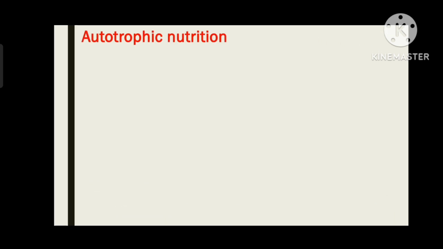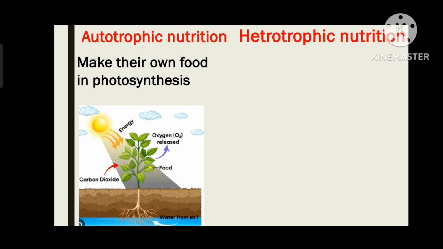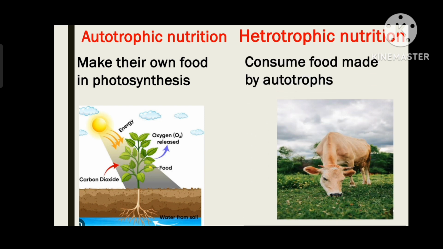There are two types of nutrition, autotrophic nutrition and heterotrophic nutrition. In autotrophic nutrition, plants make their own food by photosynthesis, and in heterotrophic nutrition, some plants and animals consume food made by autotrophs.